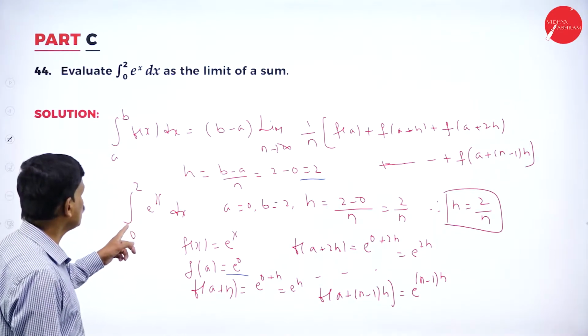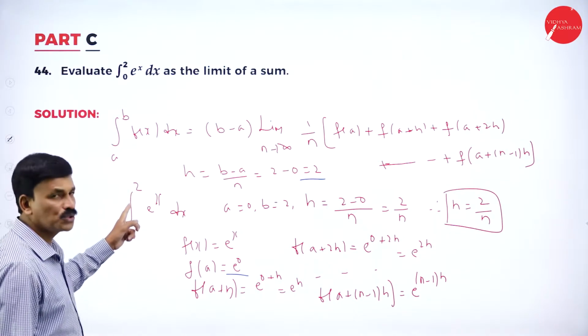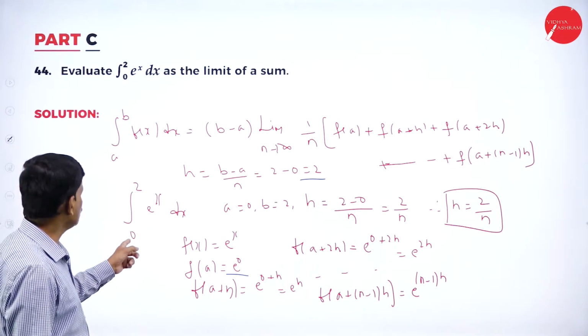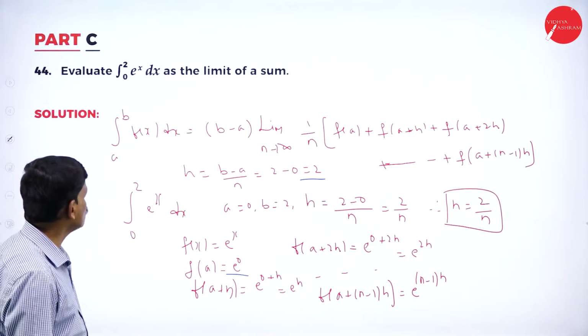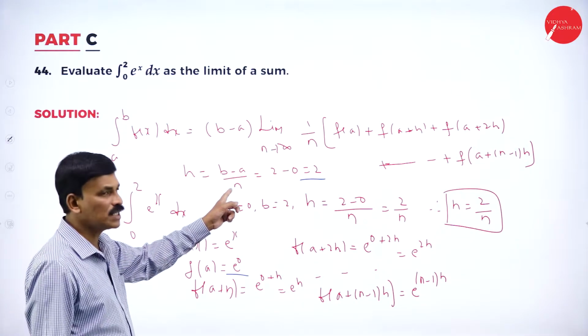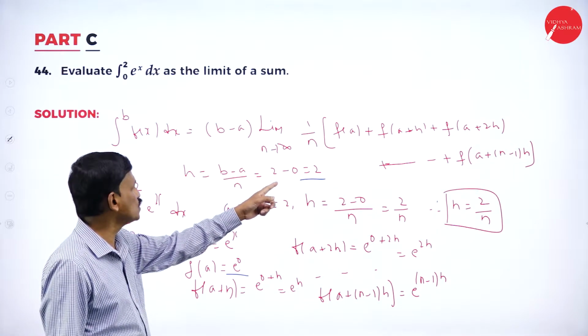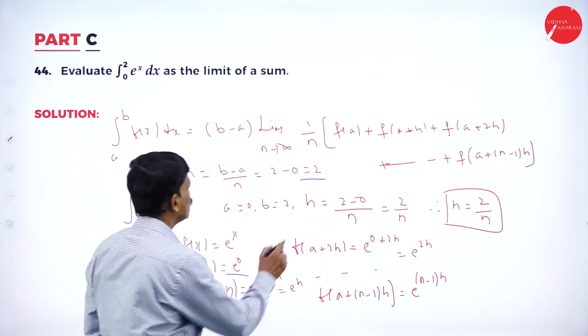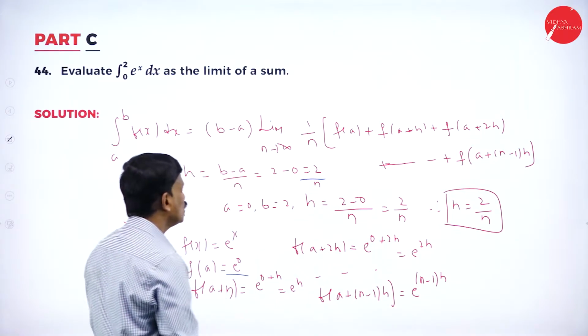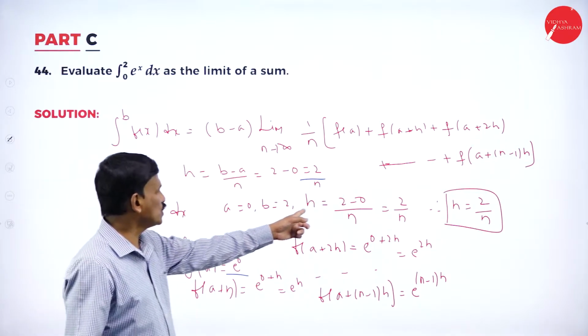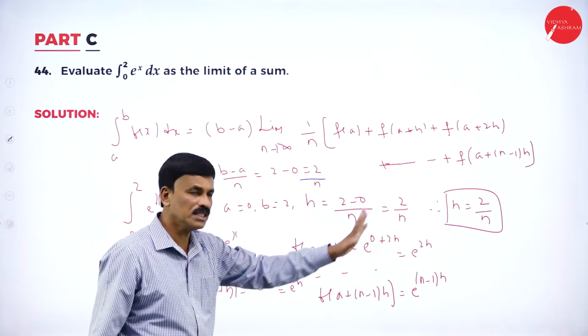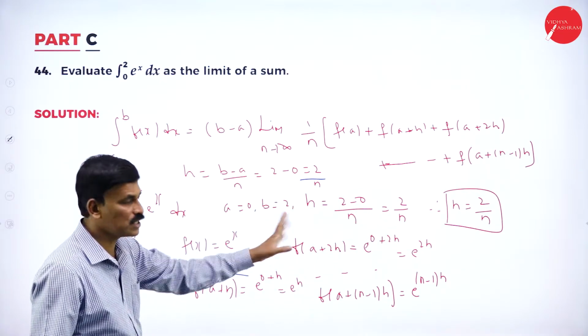So, what is the given equation here? Here 0 to 2 is the given problem. So, a is equal to 0, b is equal to 2. Therefore, h is equal to b minus a by n. b is 2 minus 0 divided by n. So, h is equal to 2 minus 0 divided by n. Only b minus a is 2 minus 0, which is 2.